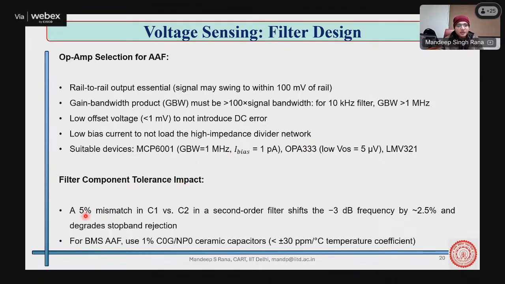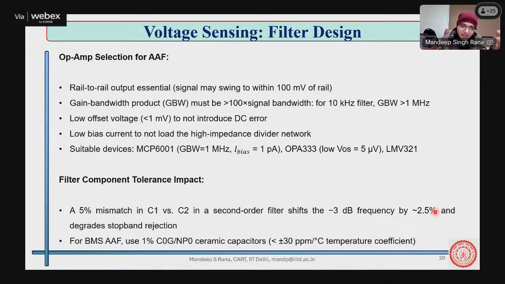Next is that you need to take care of the filter related parameters. Basically, you should not have capacitors or resistors there which have a lot of tolerance, like 5% or 10%. It causes your frequency to deviate, which is your cutoff frequency.